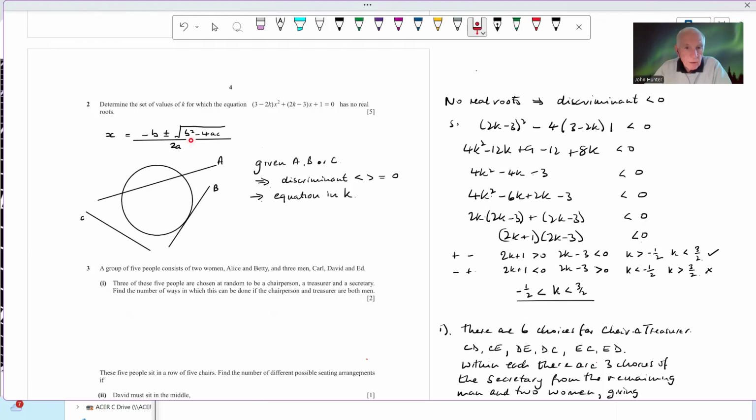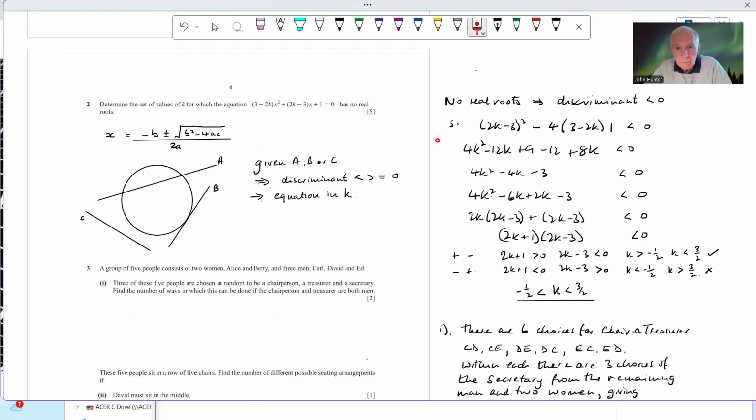If it is 0, then this whole thing just drops out, and our root is going to be just minus b over 2a. If, however, it's negative, then we can't solve this, and that corresponds to the situation where there are no real roots. That's no roots in the real number set, which is the only one we're interested in up to A level. Obviously, we do complex numbers if we're studying further maths and beyond, but as far as A level is concerned, no real roots basically means none in the real number system.